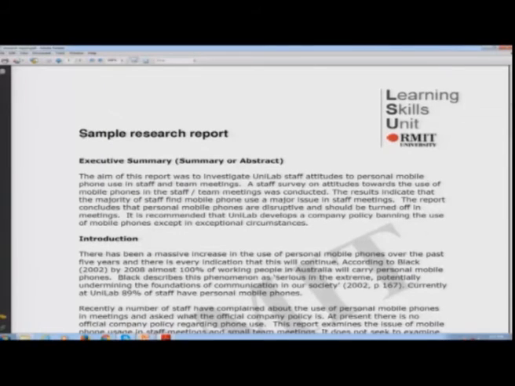So, that is how you conduct a survey and you report it. Now, we will look at a complete research report. This is taken from RMIT University. So, let us look at this.